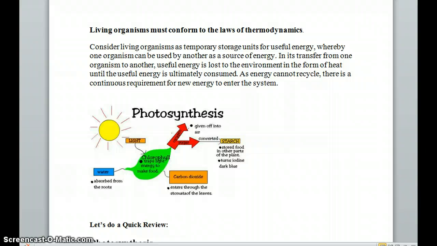In its transfer from one organism to another, useful energy is lost to the environment in the form of heat until the useful energy is ultimately consumed. So remember, energy cannot be recycled. There's a continuous requirement for new energy to enter the system. That energy is, for the most part, from the sun. Okay, let's do this quick review.